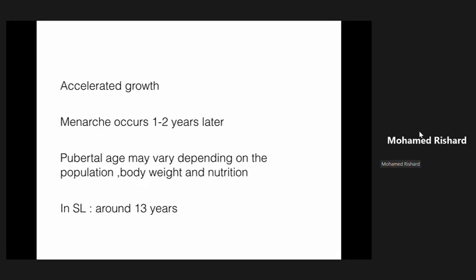Initially breast development occurs, in line with acceleration of growth, and after 2 years menarche occurs. Pubertal age will depend on various factors like population, body weight and nutrition. In Sri Lanka the age is around 13 years. All these things have been discussed with you somewhere else, so there is a little bit of overlapping.